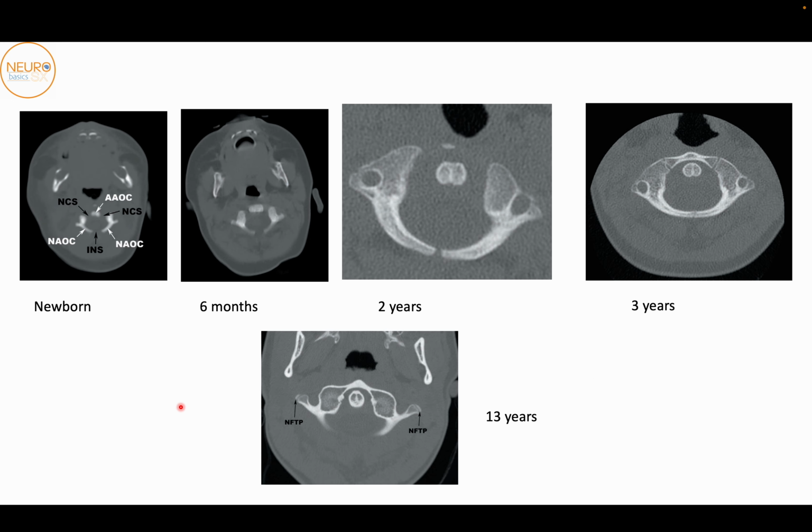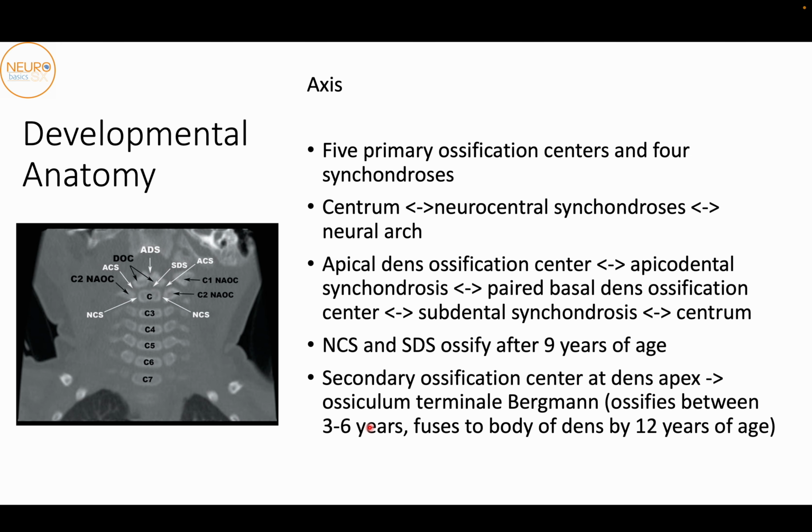So as we can see, when it starts out in newborns, there's a wide gap in all the synchondrosis regions, and by 2 years of age this is almost fused, but there's still a wide gap anteriorly. By 3 years of age the fusion process has started posteriorly, but as you can still see, the synchondrosis is not fused here. By 13 years of age everything would have fused, the lateral masses have fused with the anterior arch, and by 12 years of age the entire atlas should have fused.